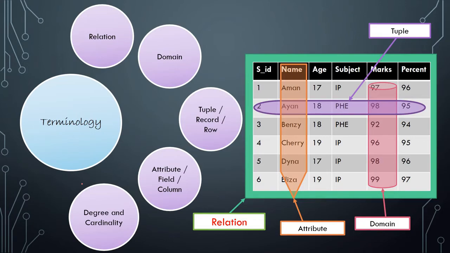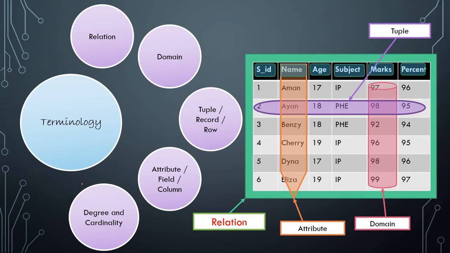The number of columns or number of attributes is known as degree. And the number of rows or number of tuples is known as cardinality in a table. So we can count over here: SID 1, name, age, subject, marks, percent. So in all we are having 6 columns in our table. Okay, so our degree is 6. In this table our degree is 6.